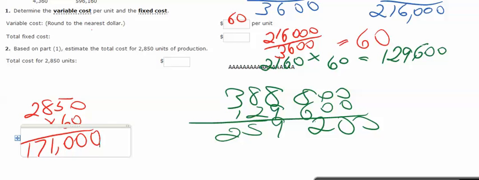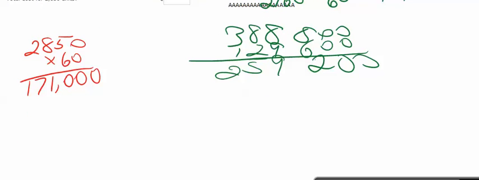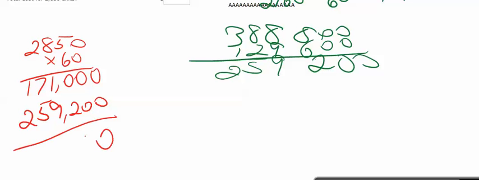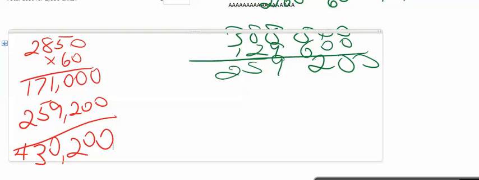I'll need to add to that my fixed costs, and the fixed cost would be $259,200. Add those together. Looks like $430,200 would be the answer for the total cost for the production of 2,850 units.